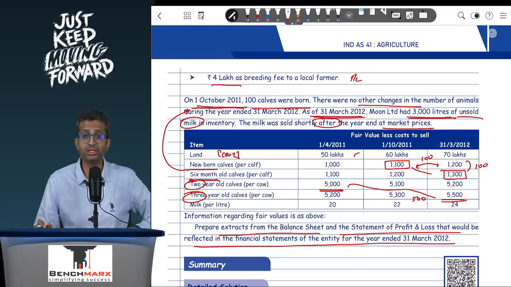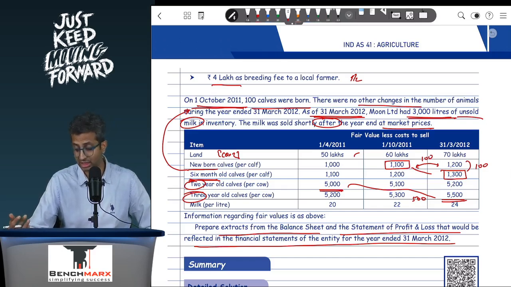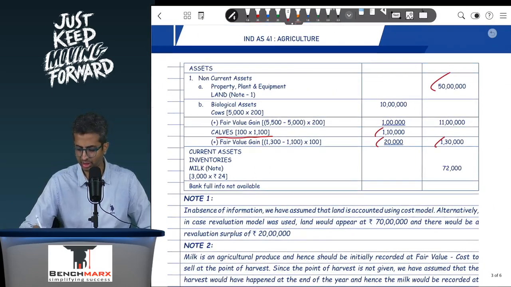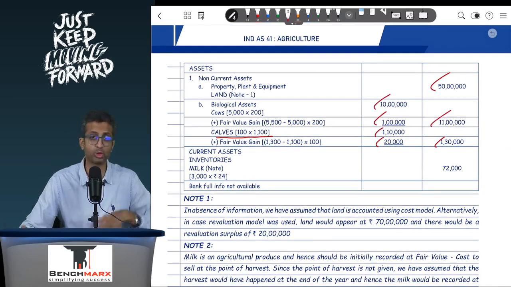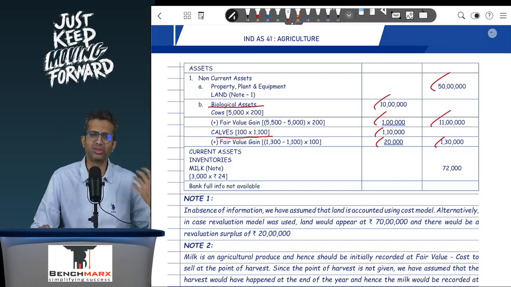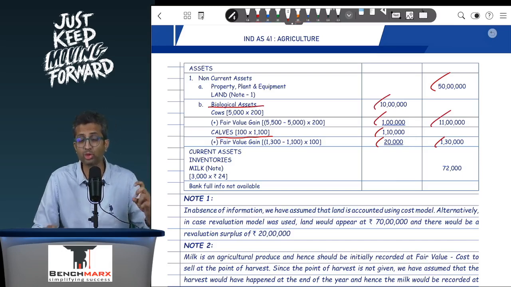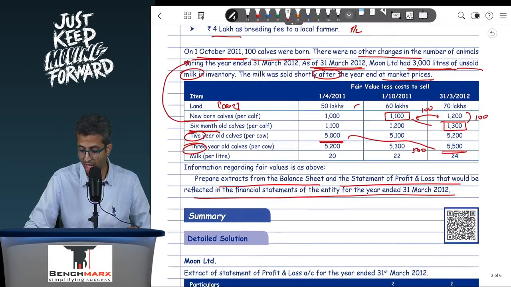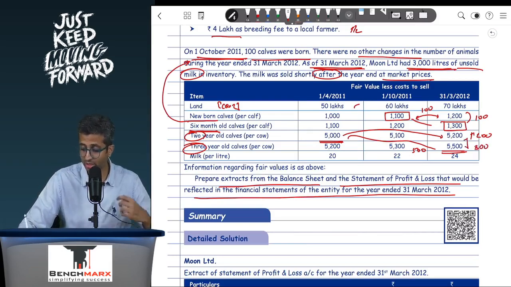So your cows will initially be recorded at 10 lakhs at the start of the year, and then there is an increase of 500 into 200, that is equal to I think 1 lakh rupees. So over here, this is 10 lakhs plus 1 lakh, this is equal to 11 lakhs. This is shown as a separate line item within the biological assets. Now the second effect of this will go to the P&L. Again, when you take it to the P&L, you will take the difference due to price. So if the cows were hypothetically of the same age, the price is going up by 200 between 5,000 and 5,200, and between these two, the price is going up by 300 on the same date.